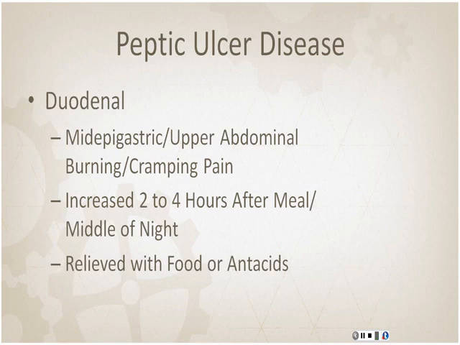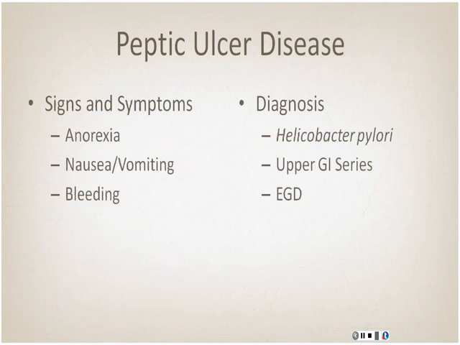Symptoms vary with the location of the ulcer. Signs and symptoms of gastric ulcers include a high left epigastric or upper abdominal burning or gnawing type of pain. This is increased 1 to 2 hours after meals or with food. For duodenal ulcers, signs and symptoms include a mid-epigastric or upper abdominal burning or cramping type of pain. It is increased 2 to 4 hours after meals or in the middle of the night.